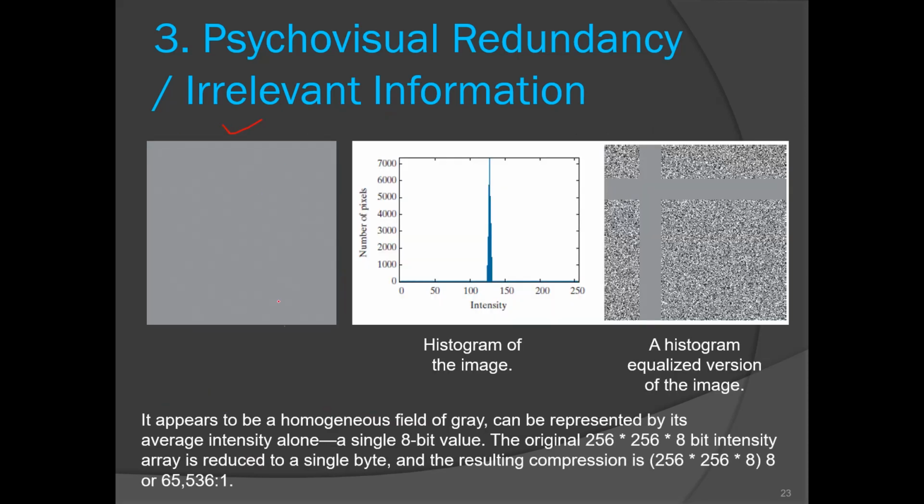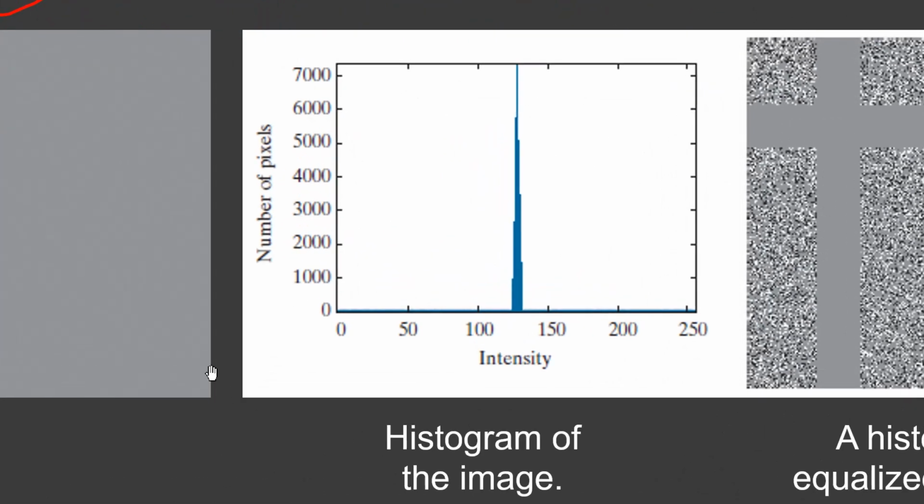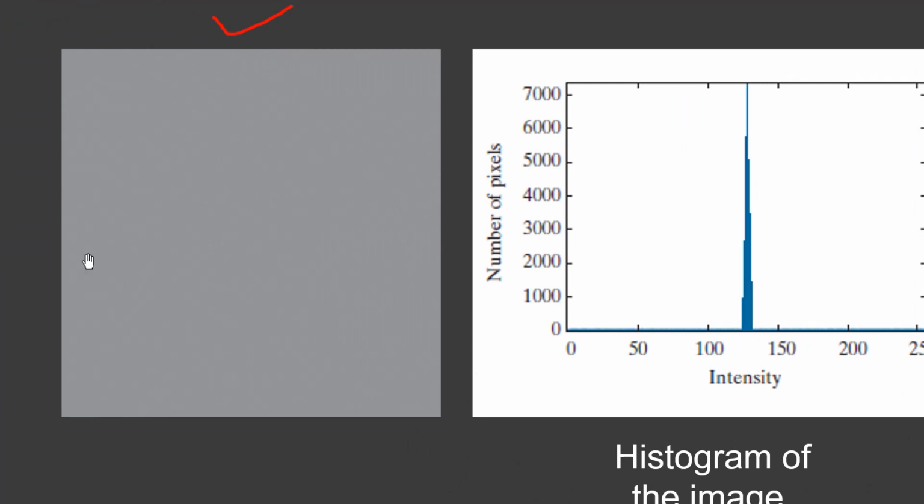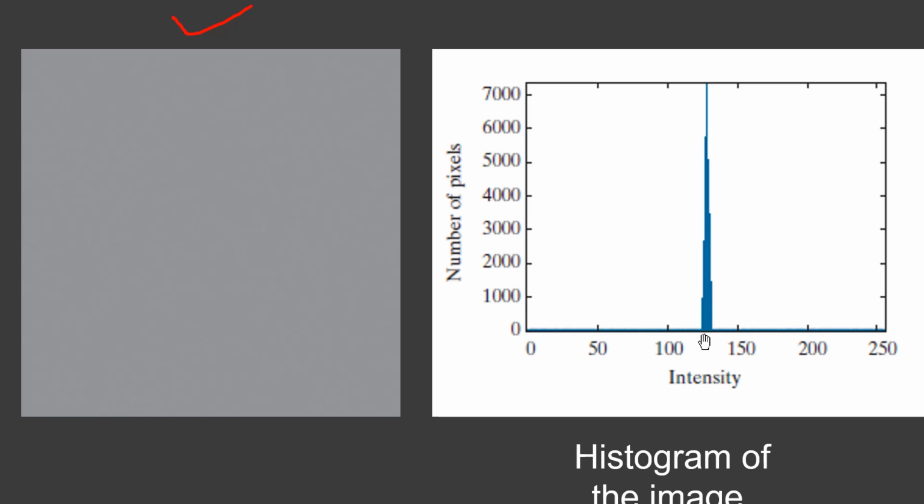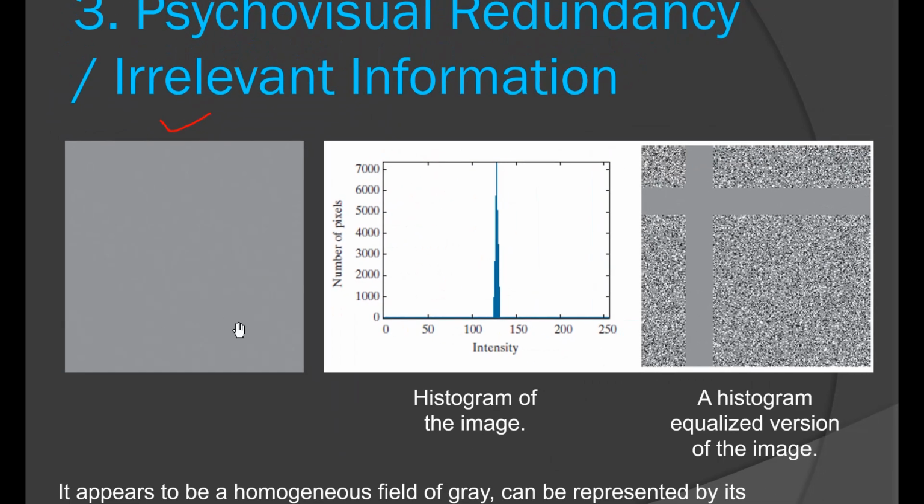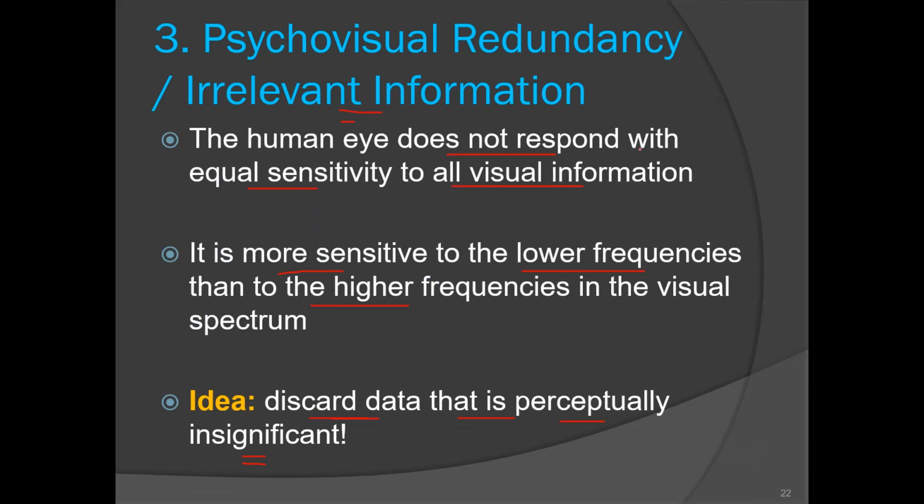Consider this image. Again, this is a computer generated image of size 256 by 256. If you observe this image, let me zoom, we can see only one color here. Actually, as you can see from the histogram, we have intensity values from 125 to 131, but we can see only one intensity value. So our visual system is averaging those intensity values, and we are able to see only one color. That's why we say the human eye does not respond with equal sensitivity to all visual information.